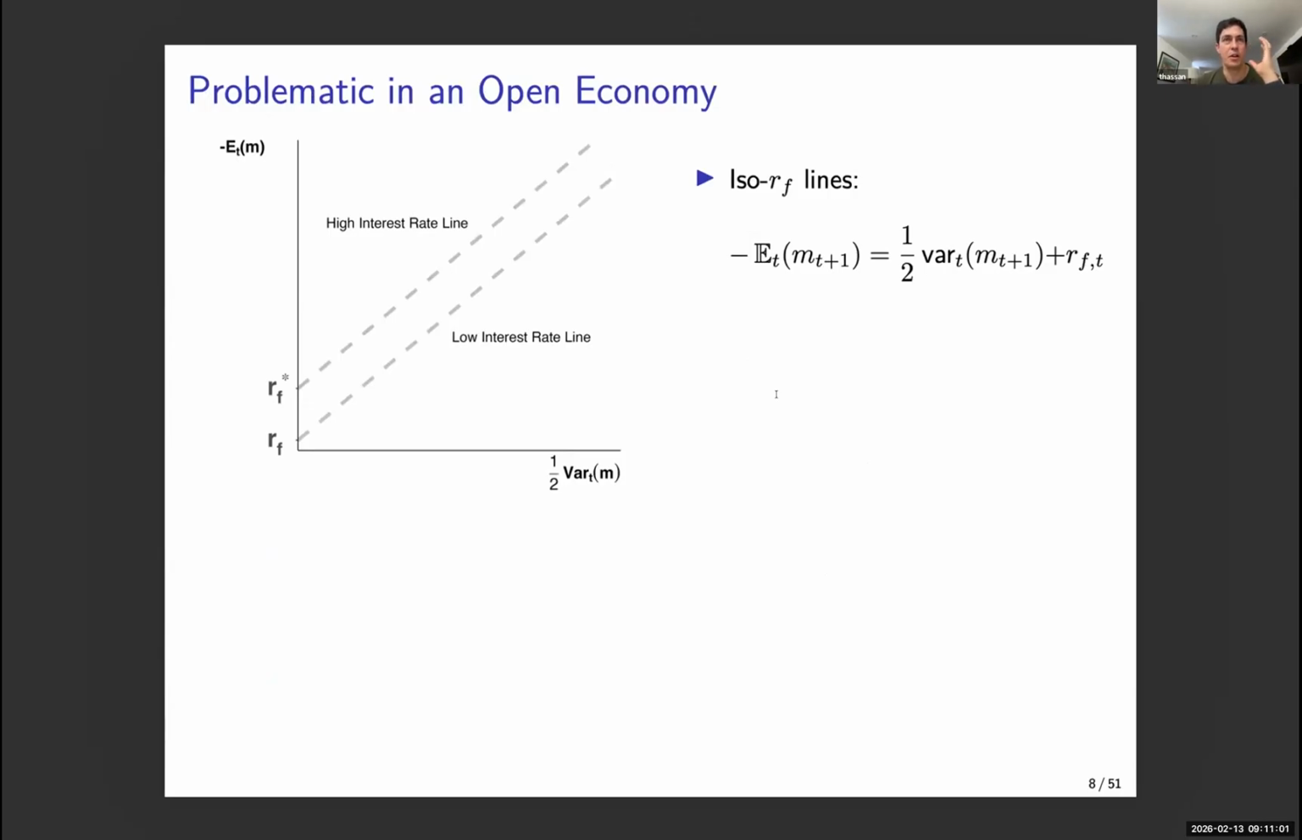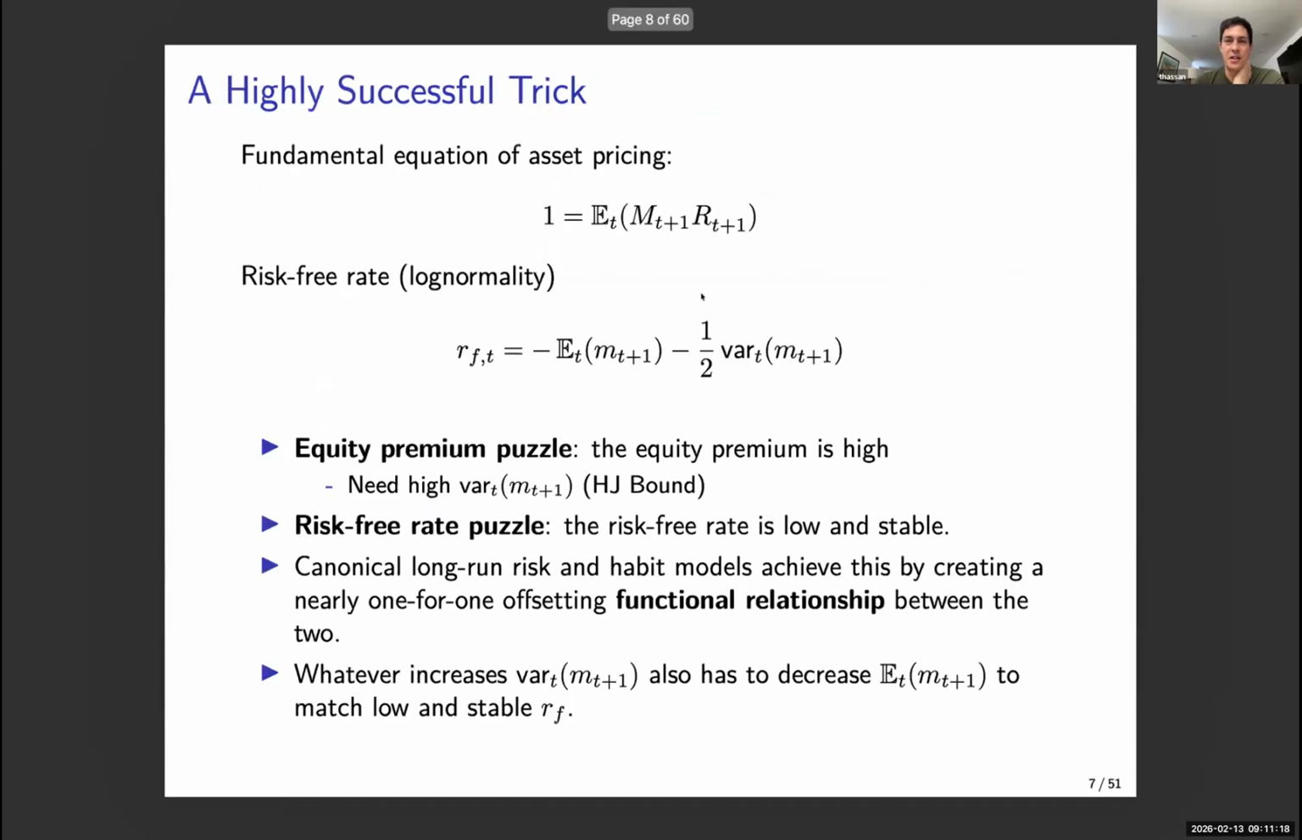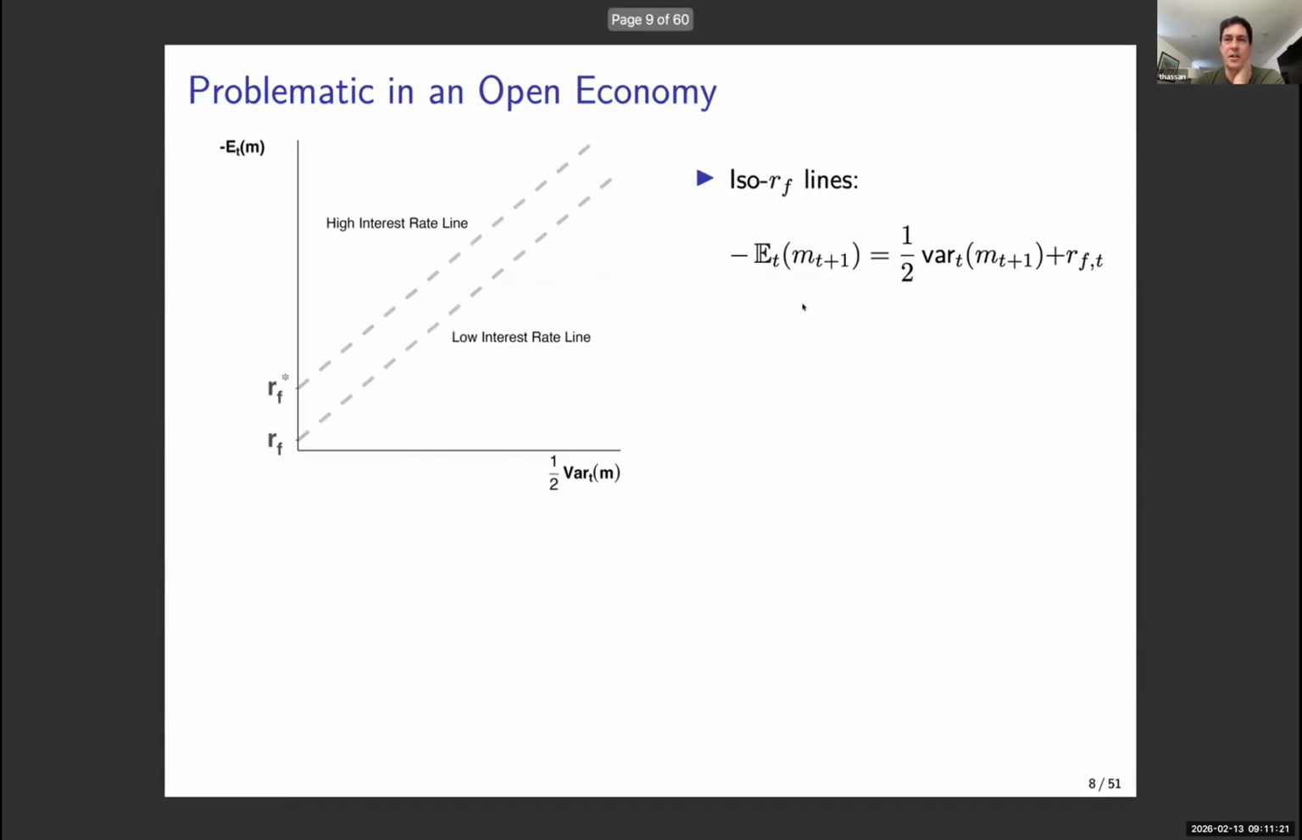This trick is fundamentally going to be a problem in the open economy, and let me explain why. It's fairly simple to see in this kind of graph, a slight variation of what you saw in a lecture on Hassan and Jagannathan at some point. I'm going to take this equation and put it in a graph, drawing what I would call iso risk-free rate lines. I'm going to put the E minus E of M on the vertical axis, you'll see why in a second, and the 1/2 variance of M on the horizontal axis.